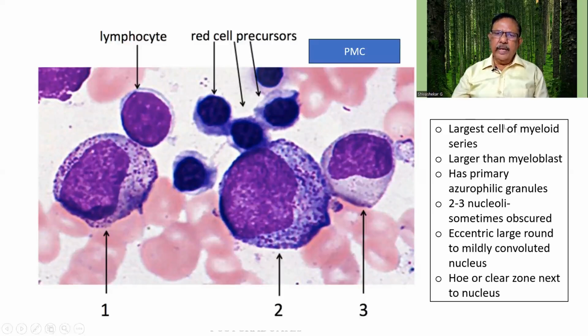So, this is the largest of the myeloid series. It is larger than the myeloblast. Primary azurophilic granules, 2 to 3 or even 5 nucleoli. Eccentric, convoluted. And there is a kind of a region, something that you see in a plasma cell. There is a hole or a clear zone that is surrounding the nucleus.